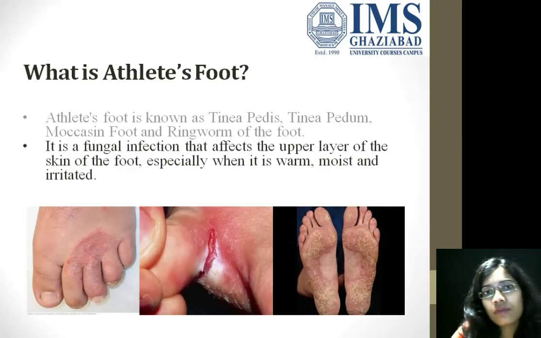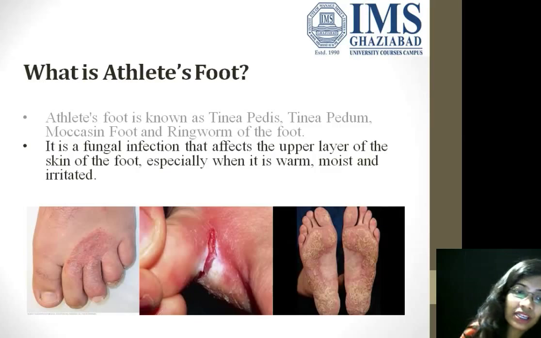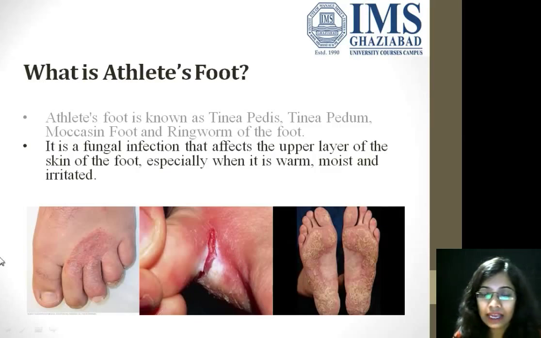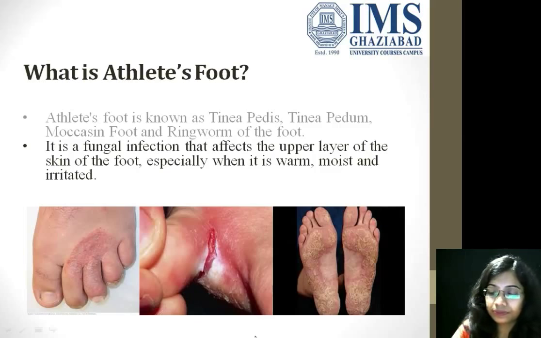Tinea is the name of a fungus, and pedis comes from pedia, meaning foot. It is a fungal infection that affects the upper layer of the skin of the foot, especially when it is warm, moist, and irritated. The suitable environment for a fungus to grow is warmth and a moist area. These are the basic signs of athlete's foot, like a fungal infection.